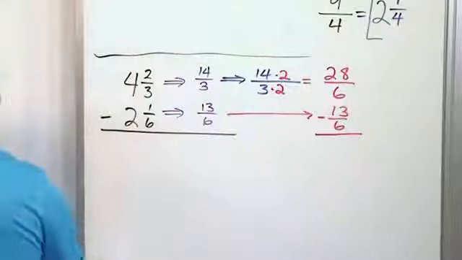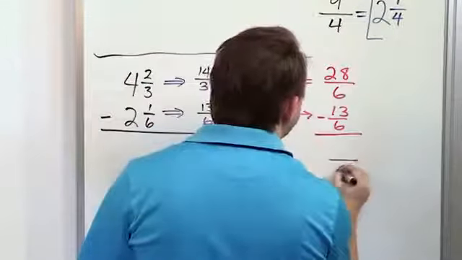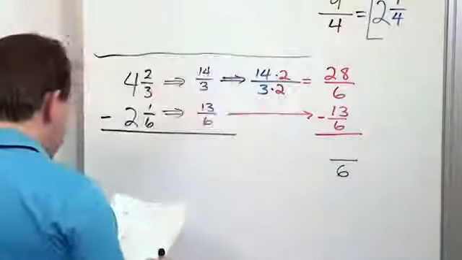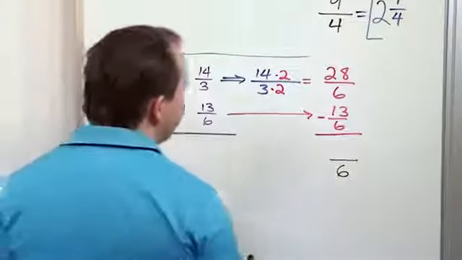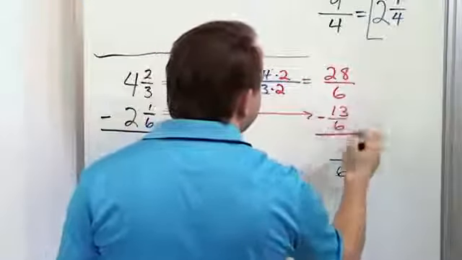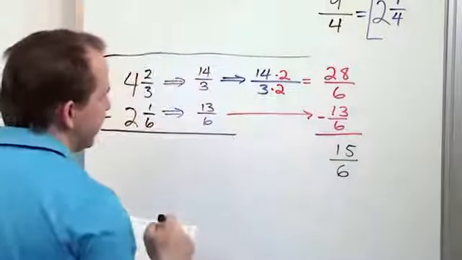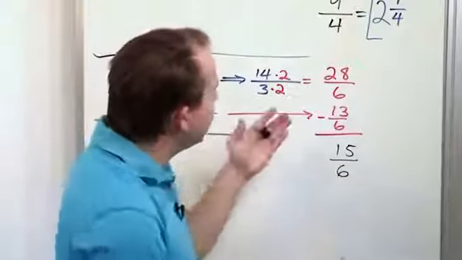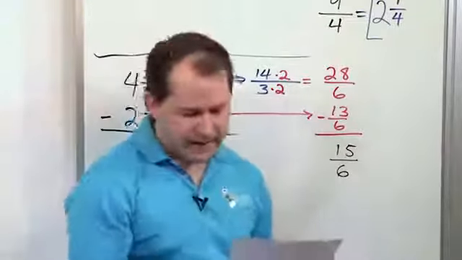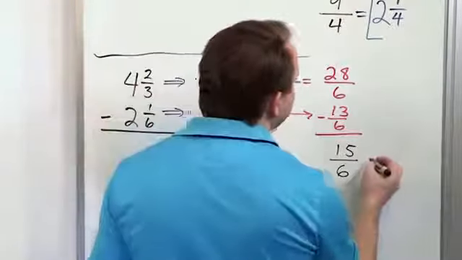And now I have a common denominator of 6, so I can subtract that. 6 goes on the bottom, and then you have to do 28 minus 13. If you do 28 minus 13, you can see the 8 minus the 3 is going to give you a 5, 2 minus 1 is going to give you 1, so you get 15 over 6. And then you look and say, can I simplify this? And so let's go ahead and try to change it to a mixed fraction, right?